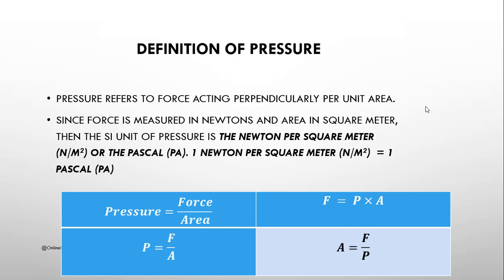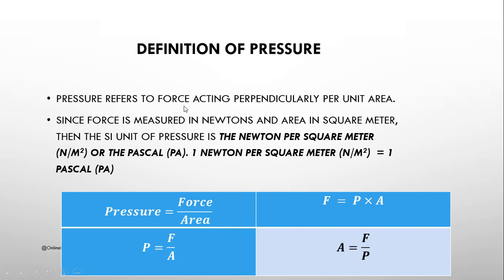Now this pressure has the standard units, that is the SI units. We have talked about force and we have also talked about area in this definition. Therefore, force has the SI units of newtons, and area is measured in square meters. Therefore, if we have this definition, pressure is the force acting perpendicularly per unit area, then we can formulate it and write it as pressure is equal to force over area.